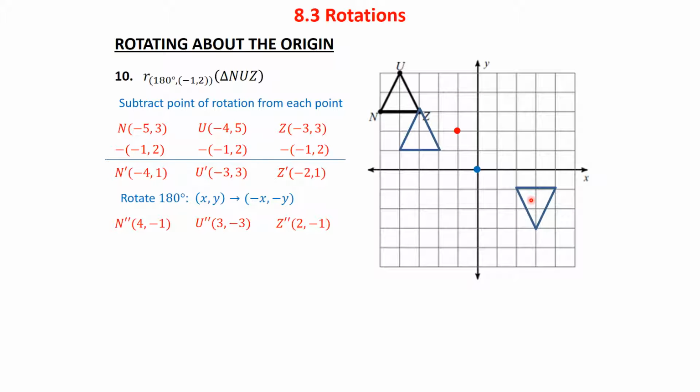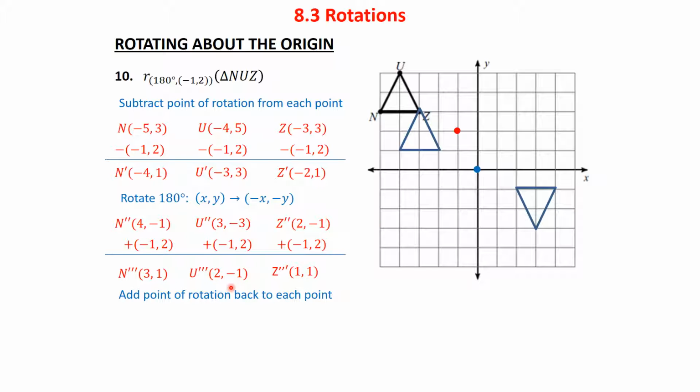But again, we weren't originally wanting to fix our rotation around the origin, so we got to go back and add that point back. And when I do so, adding that -1, 2 back to each point, I get the new coordinates, because 4 plus -1 is 3, -1 plus 2 is 1, 3 minus 1 is 2, -3 plus 2 gives me -1, 2 plus -1 gives me 1, -1 plus 2 gives me 1. I plot my final solution, and here in red we have our final image.